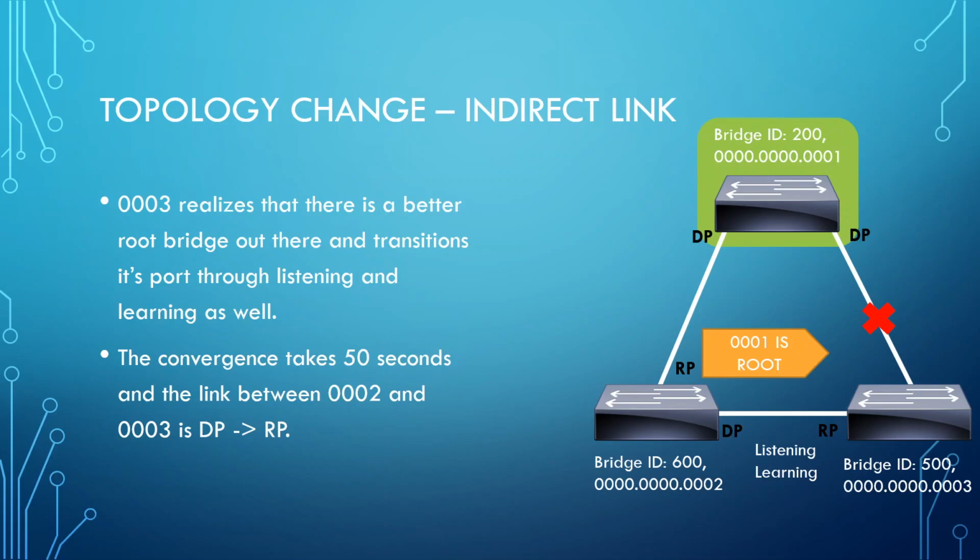003 transitions that port to the forwarding state after, let's say, 50 seconds. Because you have to remember, 20 seconds for the max age timer to expire by default, which means I'm going to ignore you. Okay, wait a minute, you're listening to the wrong information, buddy. I'm going to forward you a BPDU with the correct info. 15 seconds for the listening, 15 seconds for the learning. So it takes 50 seconds for 003 to recover from this topology change. That's almost a full minute without network connectivity.